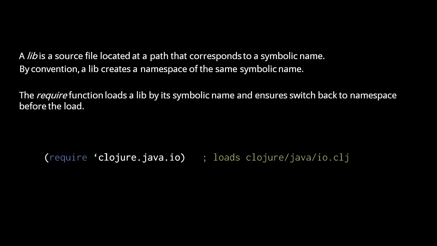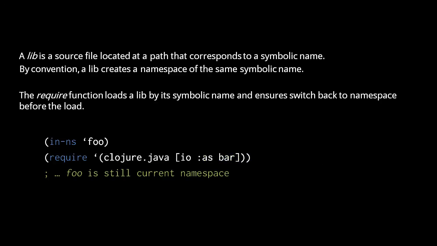The require function loads a lib by its symbolic name. This loads the file clojure/java/io.clj relative to the Java class path. When running a source file, the code in that file might change the current namespace, but unlike the load function, require ensures that the current namespace at the end of the call is set to the same namespace as at the start of the call. The require function takes several different options for convenience. We won't go into these options, but here's one example. This example requires the lib clojure.java.io, but the imported namespace is known by the symbol bar, not clojure.java.io.